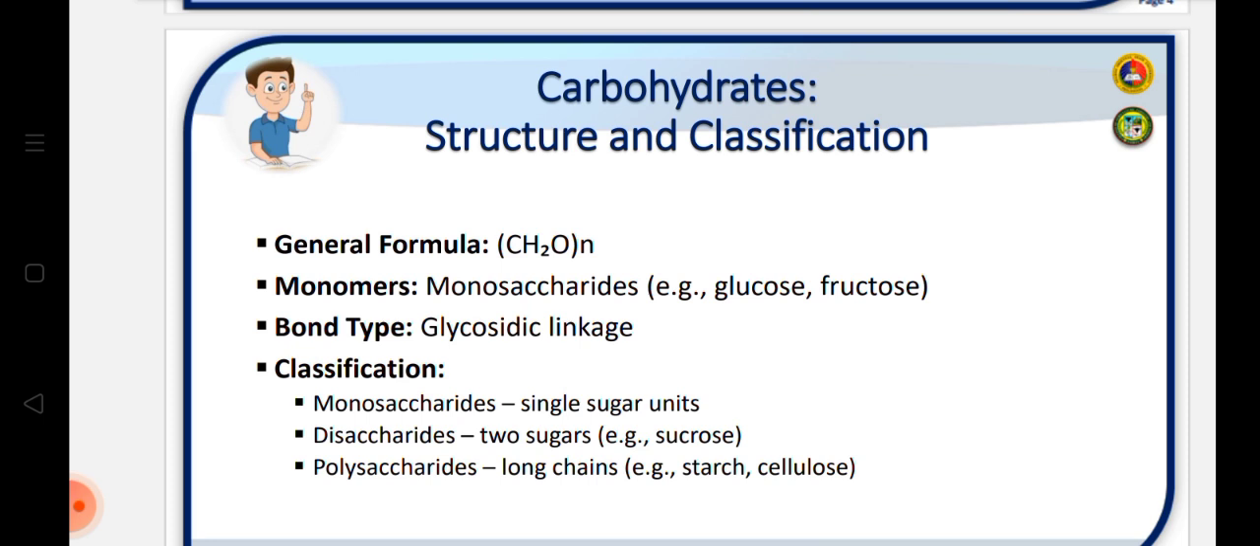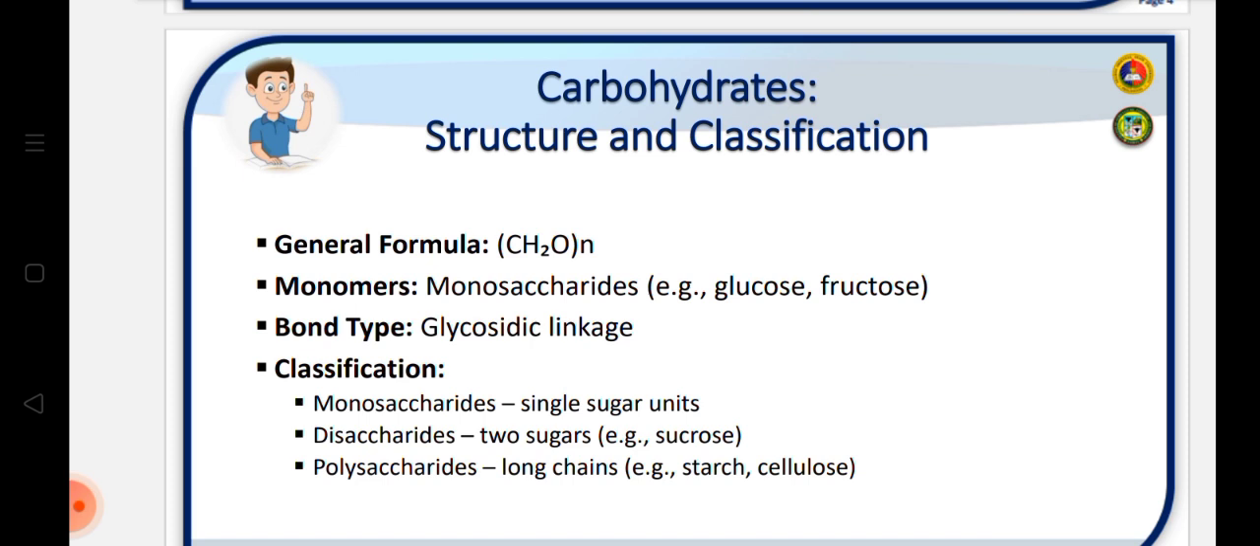Then we have disaccharides. Di means two, saccharides means sugar. In other words, disaccharides consist of two monosaccharides joined together. A common example is sucrose or table sugar. So sucrose is a disaccharide. Then don't forget we also have oligosaccharides, consisting of 3 to 10 monosaccharides joined together.